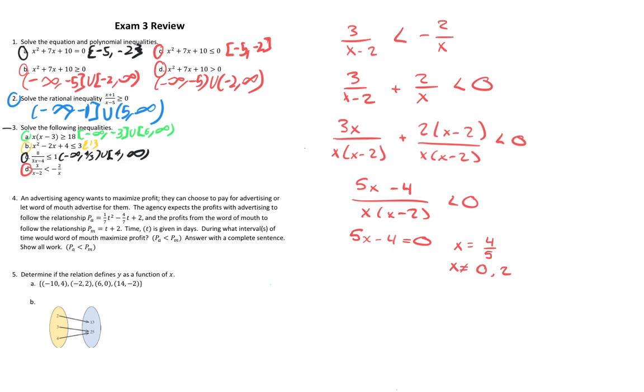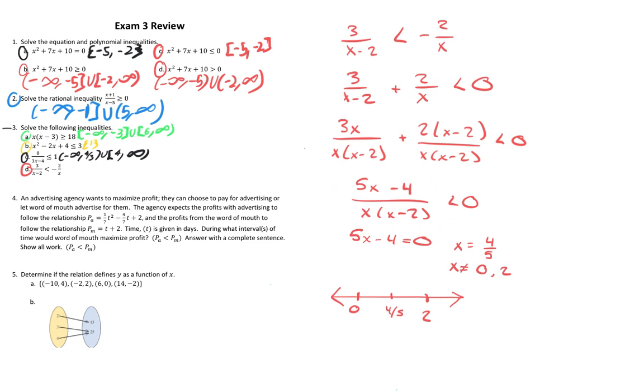So next we're going to make a number line here. And we're going to mark these points on it. So we're going to put 0 right here, put 4/5 here, and then 2 here. So next what we want to do is just think of some numbers in these gaps here that we can plug in to check if it's less than or greater than 0.